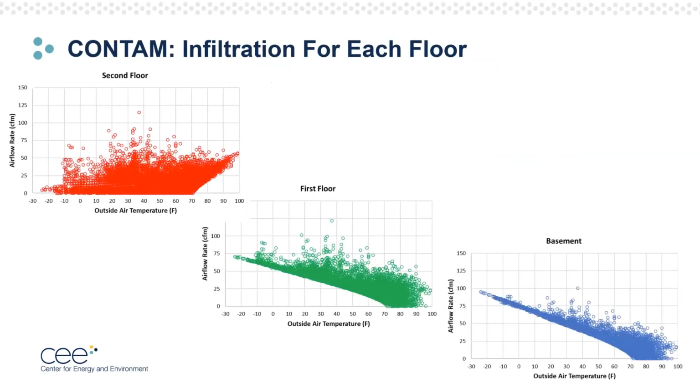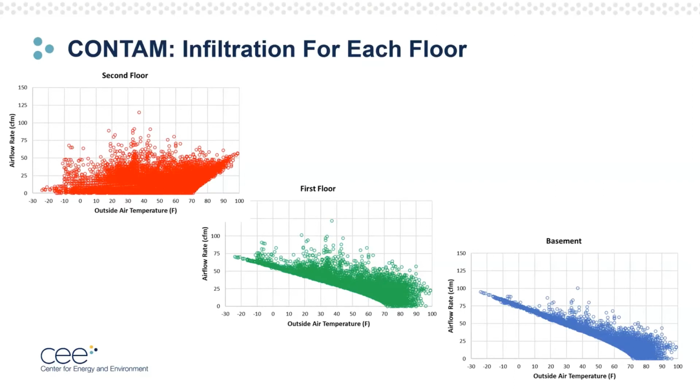What's even more important is that CONTAM provides infiltration by zone, and you can see the variation with outside temperature is quite different for each level of the house. The basement infiltration is shown by the chart in the lower right. It's heavily influenced by the thermal stack effect, and the basement infiltration during the winter is greater than that for the first floor, even though the first floor is leakier. The first floor infiltration is impacted a bit more by wind than the basement infiltration is.